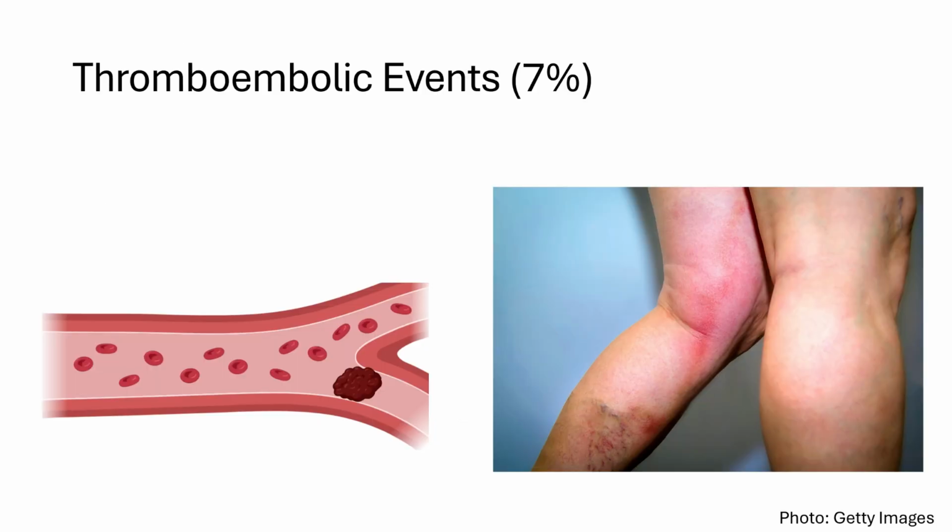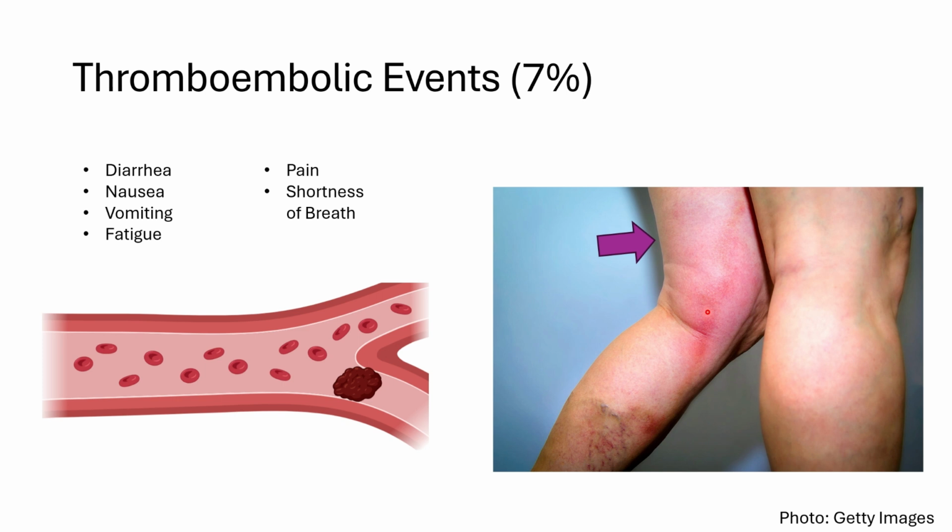The next type of event is a thromboembolic event or thrombosis. A thrombosis is a clot of blood that blocks your blood vessels. You'll soon see that all these fatal events are associated with your blood vessels. Blood clots can also happen anywhere in your body, so the symptoms vary from our usual suspects to pain, shortness of breath, or visible darkening of your skin.